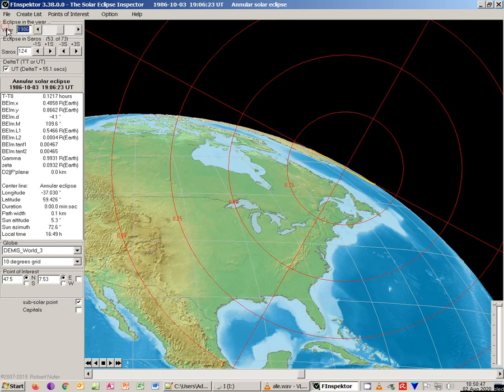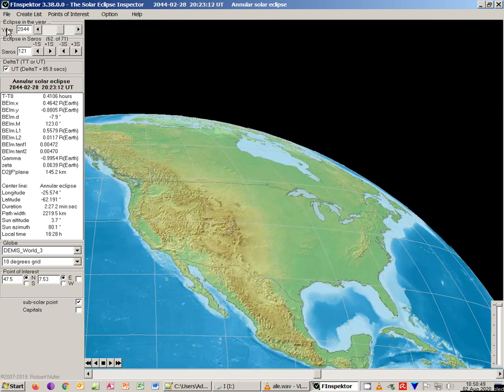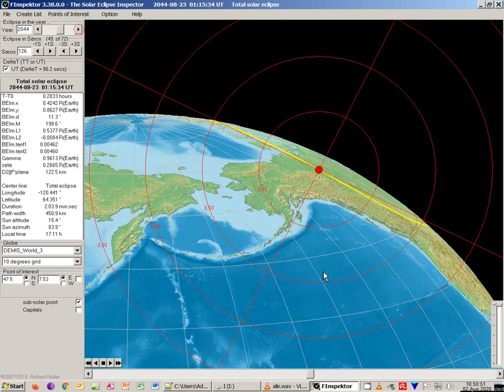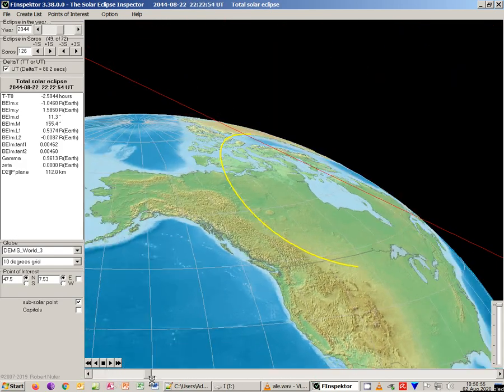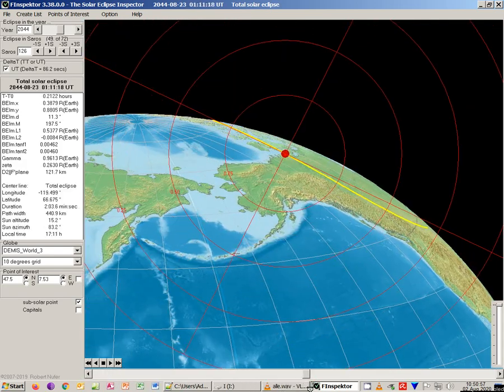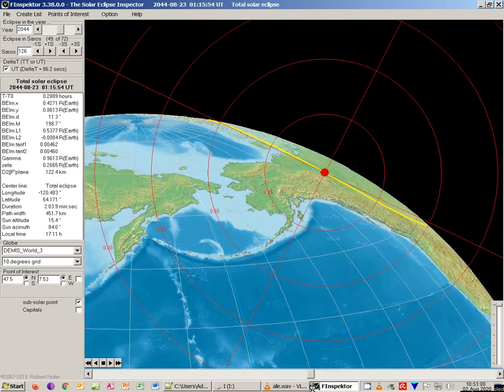Another C-shaped total solar eclipse will occur on August 23, 2044, as was discussed on the Solar Eclipse Mailing List. Playing with the FInspektor program, you will now understand why or how totality begins and ends at sunset, in this case. I hope you enjoyed this video.